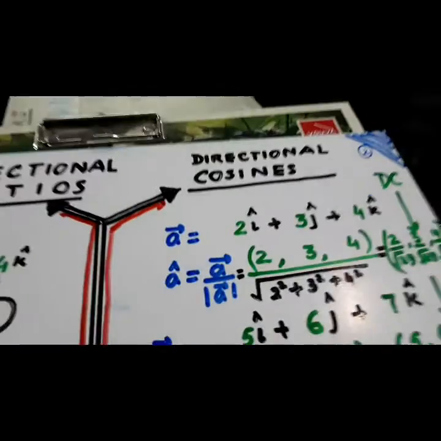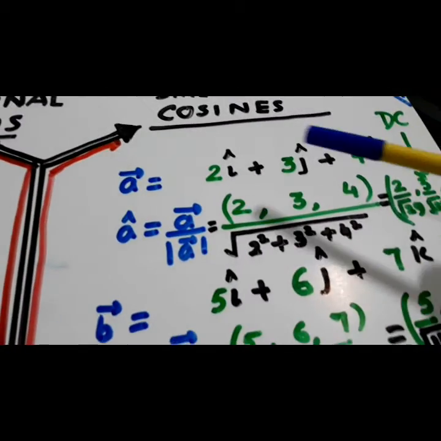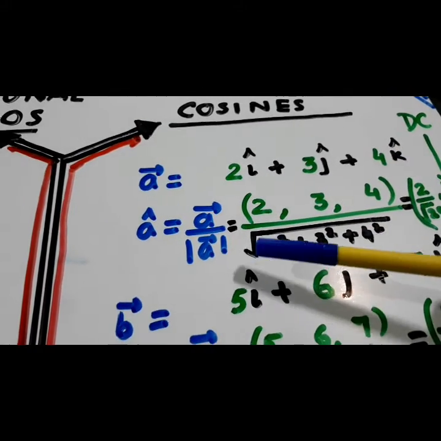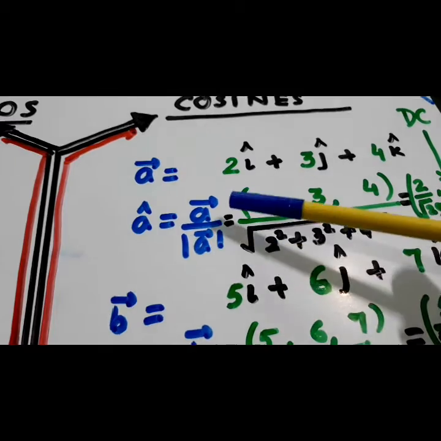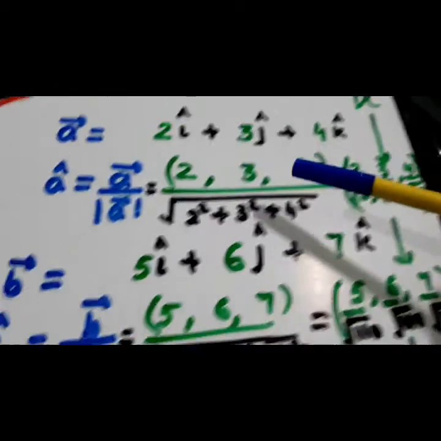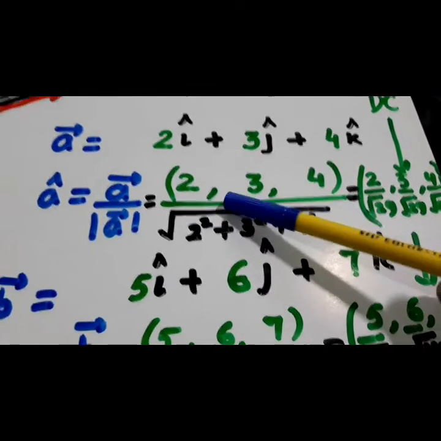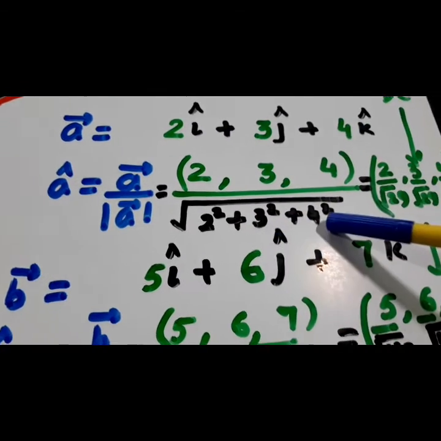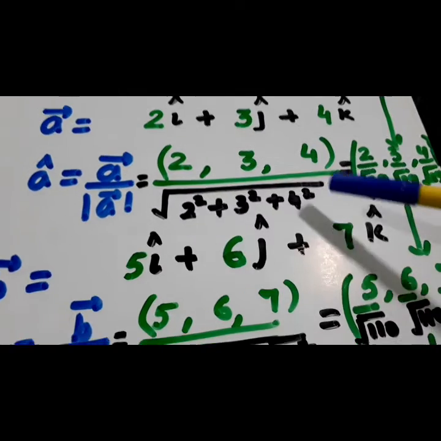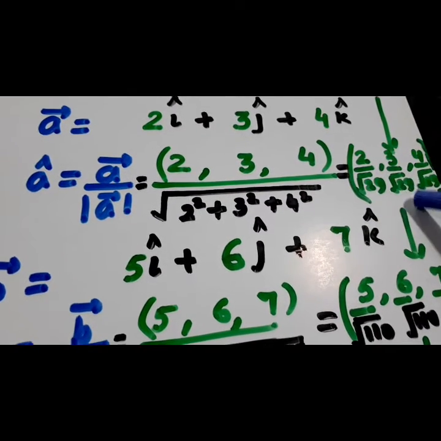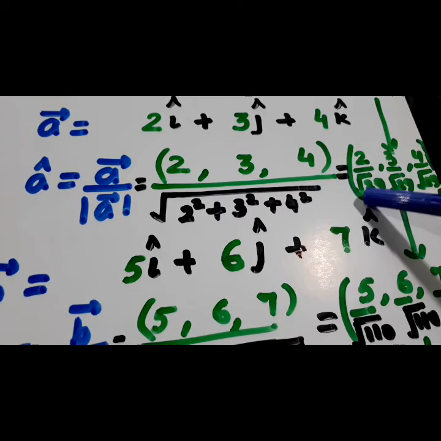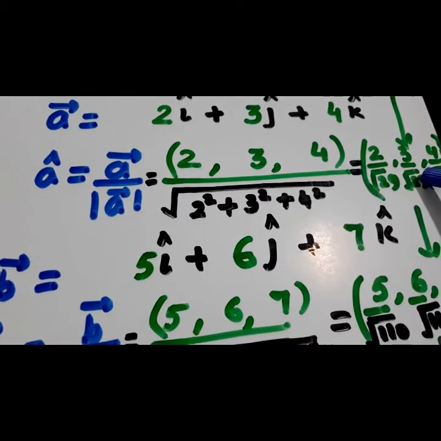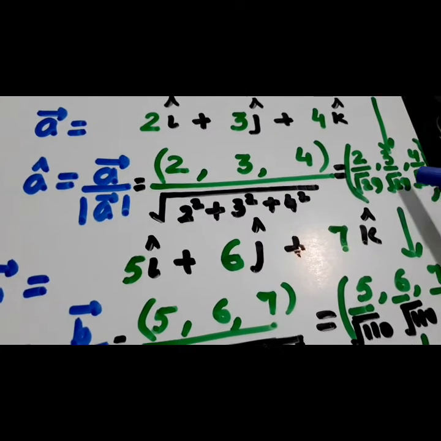Now, let us go to the directional cosine. Look here, this is the vector. Firstly, make it a unit vector. So, vector divided by magnitude is the unit vector. Now, it is 2, 3, 4. These are the scalar components. Divide by the magnitude. It comes out to root 29. So 2 over root 29, 3 over root 29, 4 over root 29, they are the scalar components of the unit vector A cap. These are called DC, directional cosines.